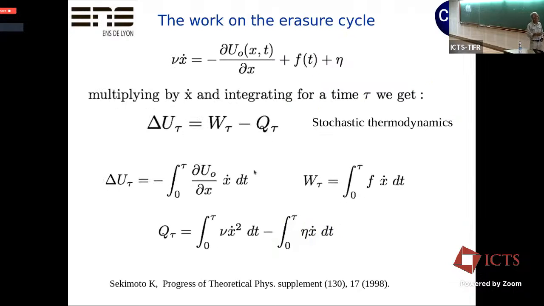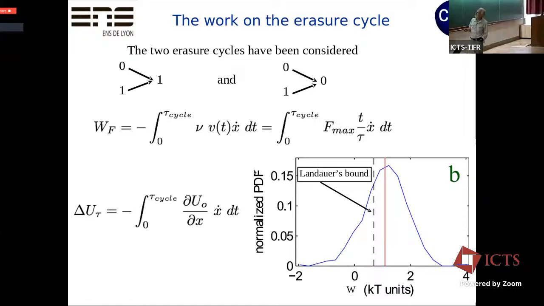Now, you have already seen this. This system is again described by Langevin equations, but with the trapping potential plus an external force. We compute the work produced by the external force, and let us see what is happening. Of course, in order to increase the statistics, we do the two processes, 0 goes in 1 and 1 goes in 0.